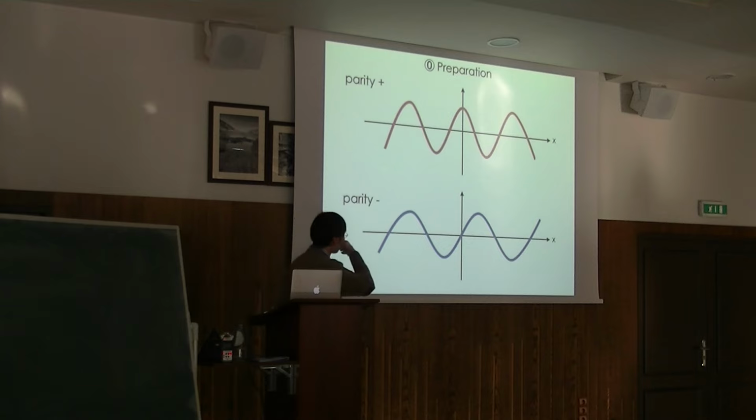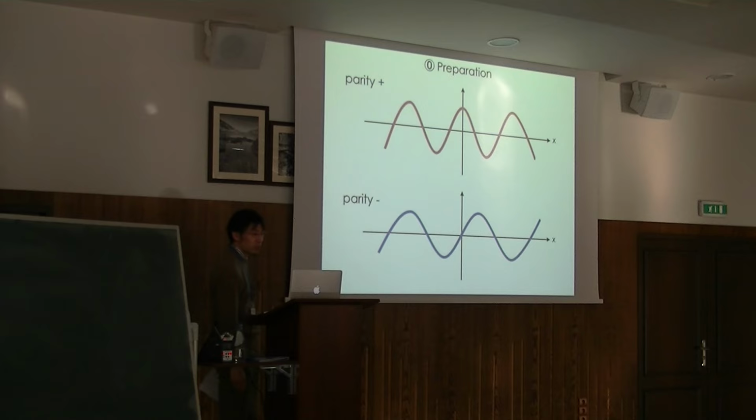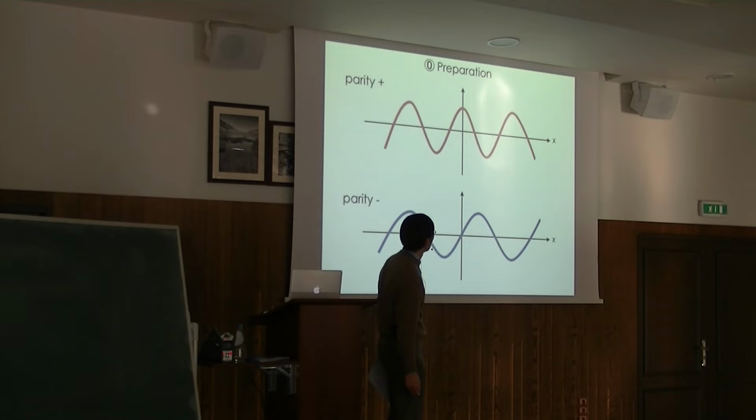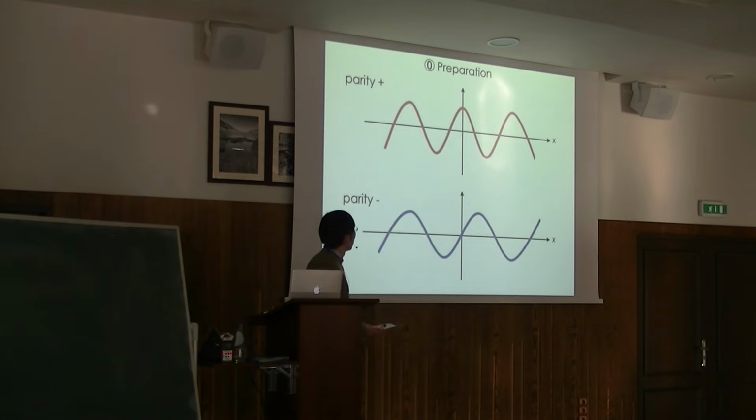So for the preparation, we have to be a little bit careful because this is a property of the one-dimensional system, and we consider a parity conserving potential in our case. Therefore, the Hamiltonian is invariant under the parity transformation, and hence we can classify all the wave functions into two types. The first is the parity plus state, and this is the parity minus state. Therefore, if we interchange the x-axis, the wave function becomes minus.